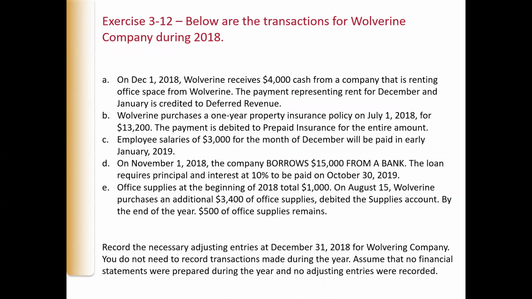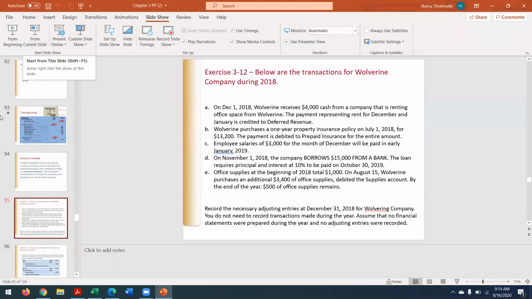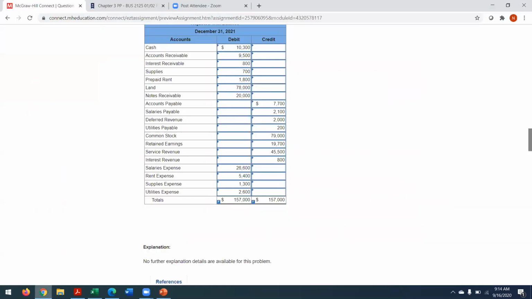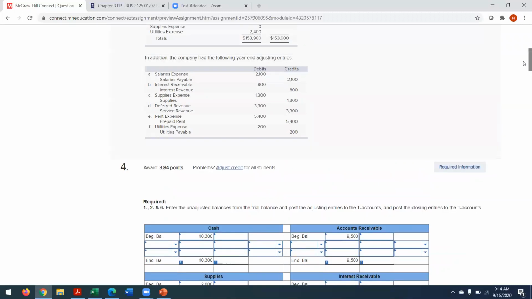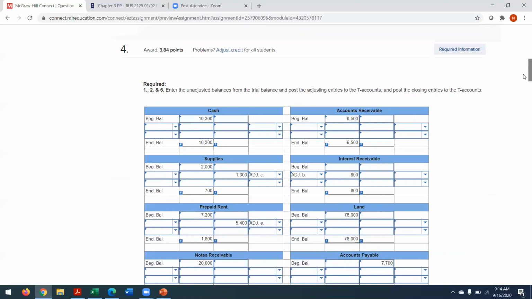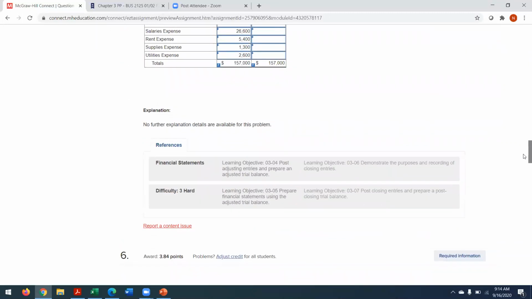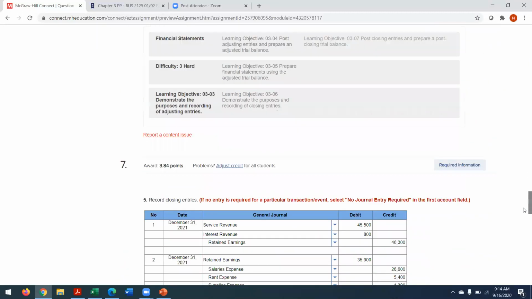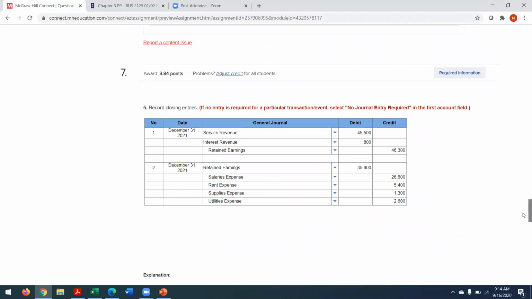So, in this example, getting back to our homework problem here, at the end of the period, after we've created all of our financial statements, we will then close out our transfer to retained earnings, our revenue accounts, and our expense accounts.